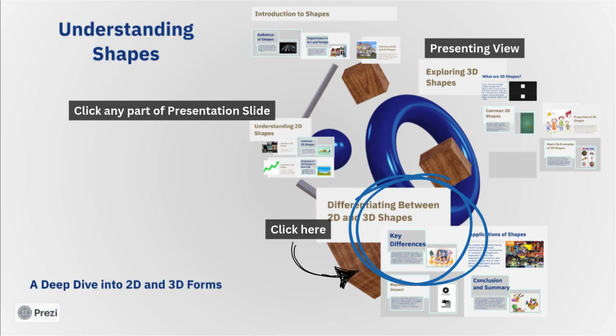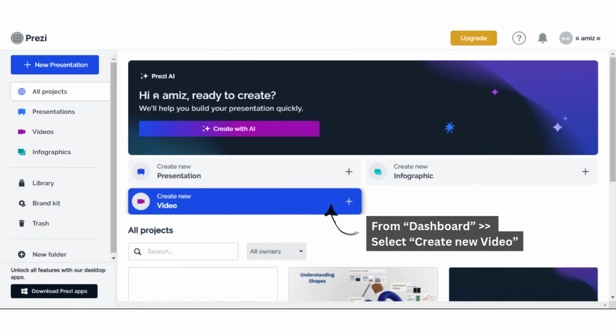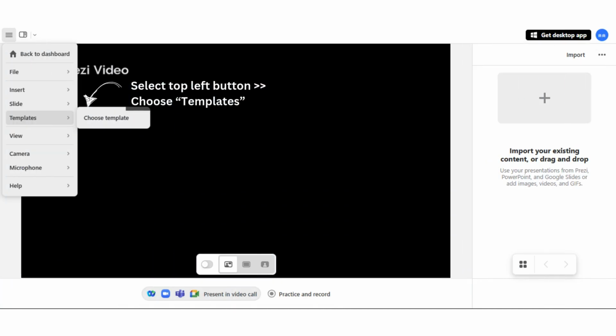So this is the view of how it will appear on your screen. So you can click everywhere that you want to make it zoom in, or you can click using the navigation button on your laptop or on your computer. Aside from making a presentation, Prezi also can create video. Now, from the top left button on video, you can click the template to choose the templates.